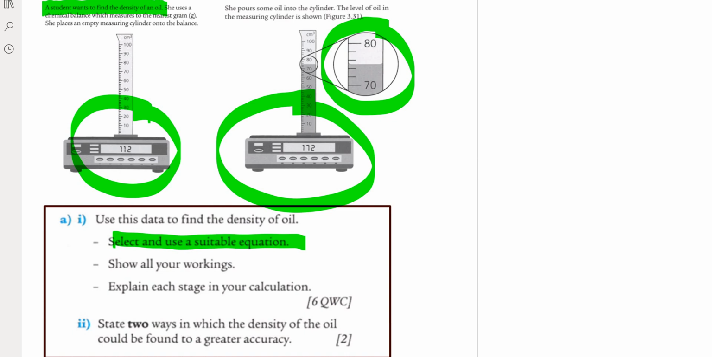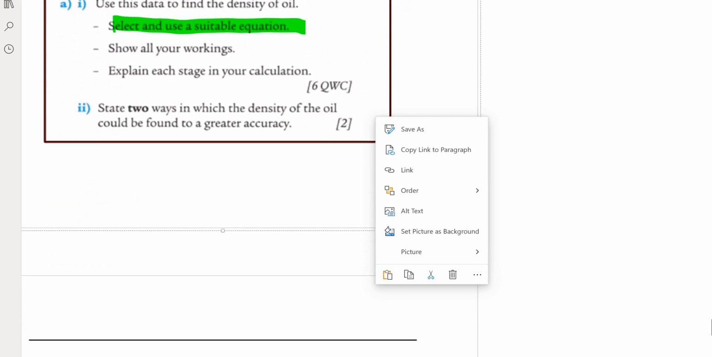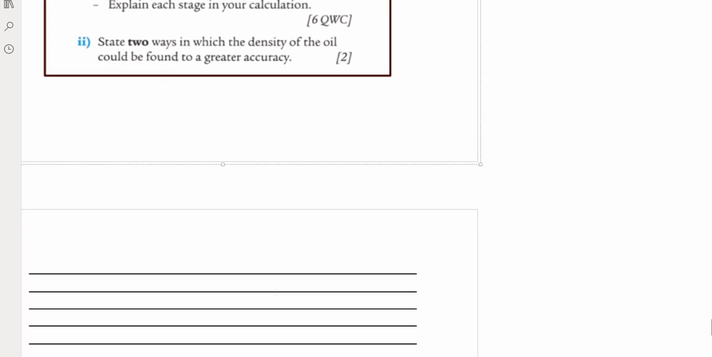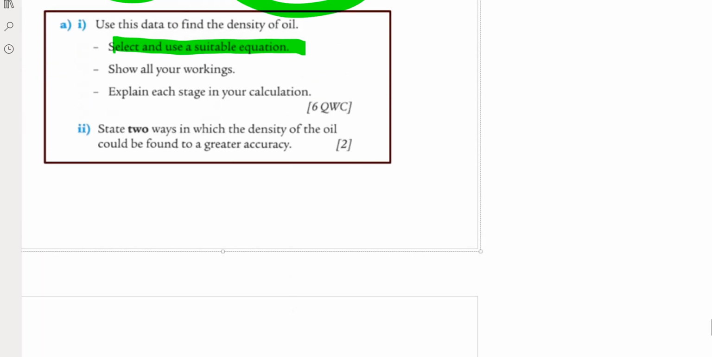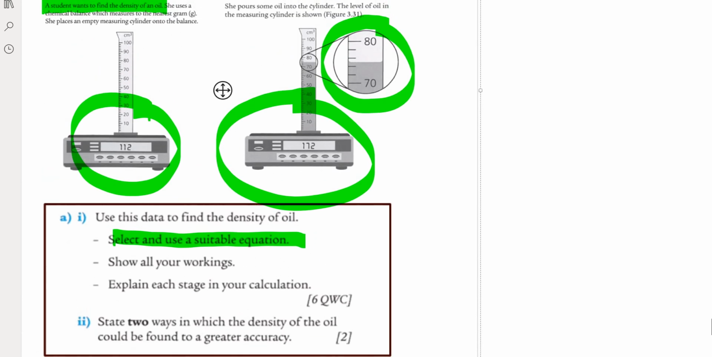The equation that we're going to use is, and you could write this down underneath here on the lines here, I shall write it to the side: density is mass divided by volume.